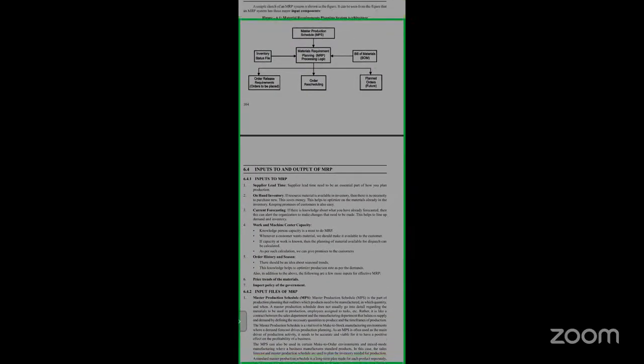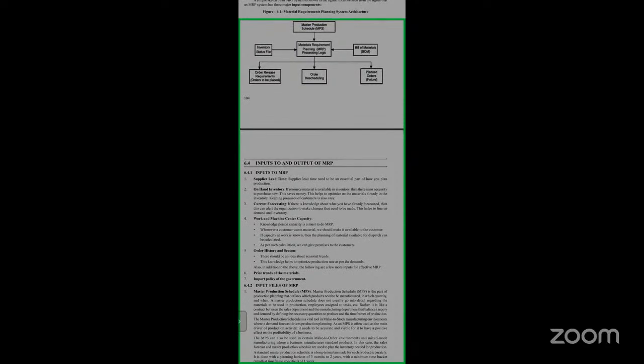Next, inputs to and output of manufacture. So what is the input here? Nothing but supplier lead time. What is the time they are taking? Inventory, on hand inventory. If the raw material, by any situation, goes into delay, then what is the chance of holding that material and continuing the manufacturing? Do we have enough material to continue the manufacturing, or do we need to stop? That is on hand inventory. If the raw material is available in inventory, then there is no need to purchase. If no need to purchase, then for how many days we need not purchase has to be kept in mind.